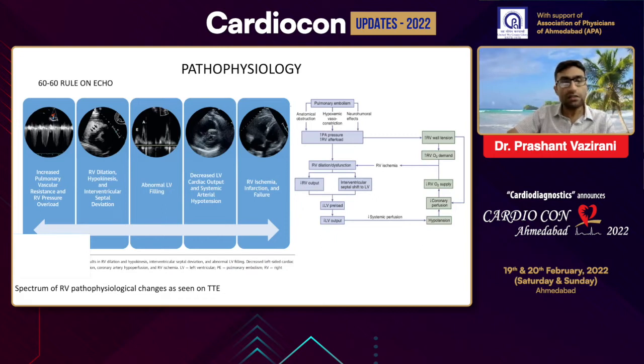Also, do not forget the 60-60 rule on echo, which is disturbed RV ejection pattern, which is RV acceleration time of less than 60 milliseconds in presence of TR gradient less than 60. So all these pathophysiologies can be studied on echo, which is increased PVR and RV pressure overload by your TR gradients, your RV dilatation, hypokinesis, and interventricular septal deviation, which is D-shaped LV, abnormal LV filling by the E, E prime and A, your decreased LV cardiac output and systemic arterial hypotension by your compressed LV, and your RV ischemia, infarction, and failure, which can also be seen by the McConnell sign, which is apical sparing.